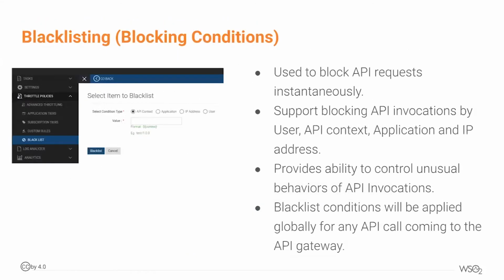Another main feature is blacklisting, in other words, applying blocking conditions. API Manager supports blocking API invocations by user, API context, application, and IP address. These conditions will be applied globally for any call coming to the API gateway.